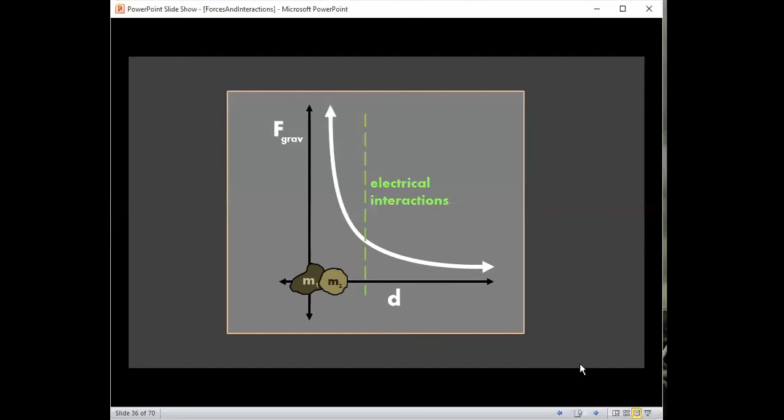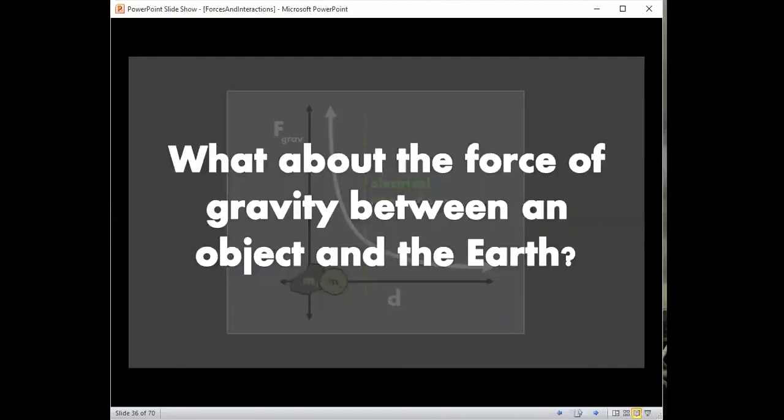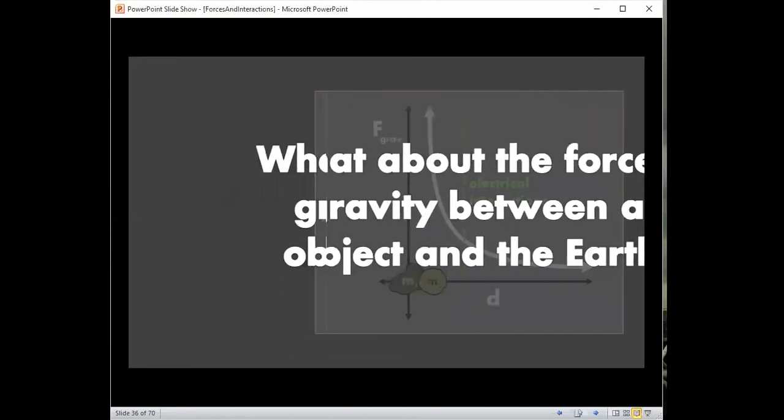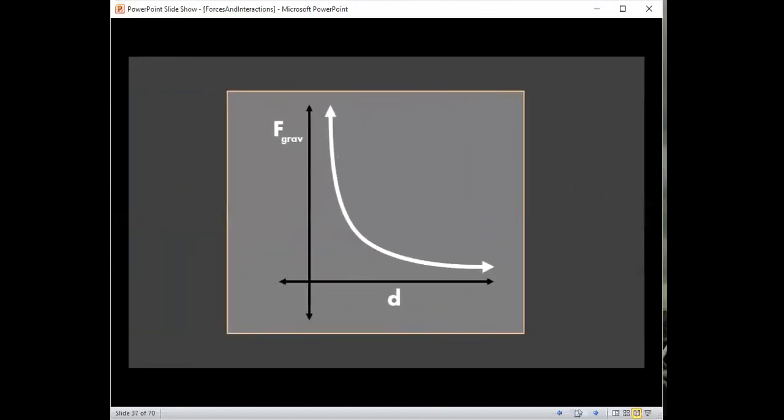As it turns out, the gravitational force is really weak compared to the other forces. And we only see it for very large bodies like planets and moons, but we don't really see it so much between everyday objects because the force is really just not that strong. But since we've brought up the Earth, what about the force of gravity between objects and the Earth? This is an important question. So let's take this graph and superimpose the Earth onto it.